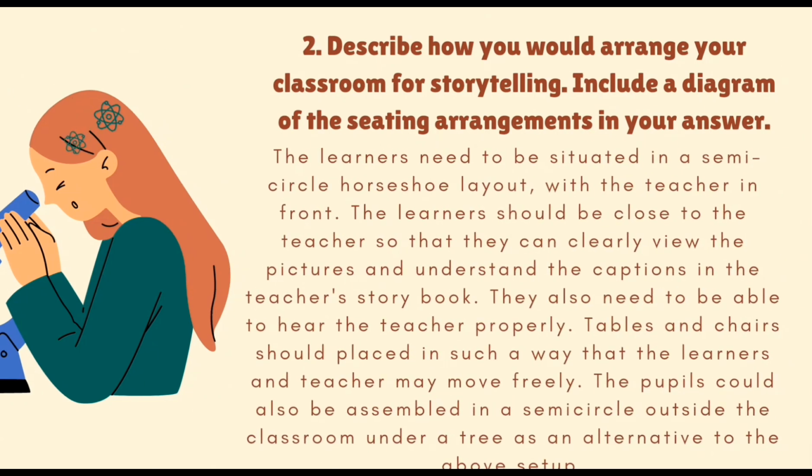Number 2. Describe how you would arrange your classroom for storytelling. Include a diagram of the seating arrangement in your answer. The learners need to be situated in a semicircle or horseshoe layout with the teacher in front. The learners should be close to the teacher so that they can clearly view the pictures and understand the captions in the teacher's storybook. They also need to be able to hear the teacher properly.